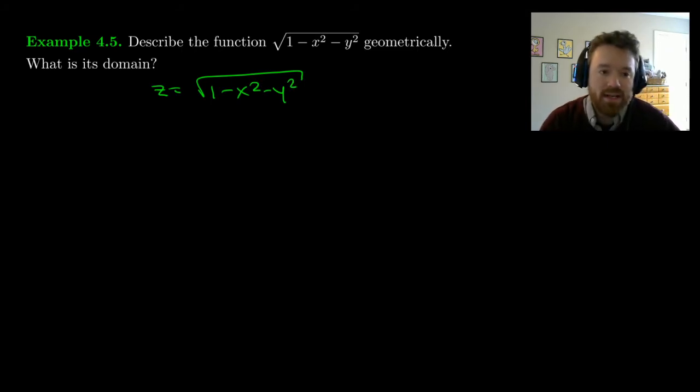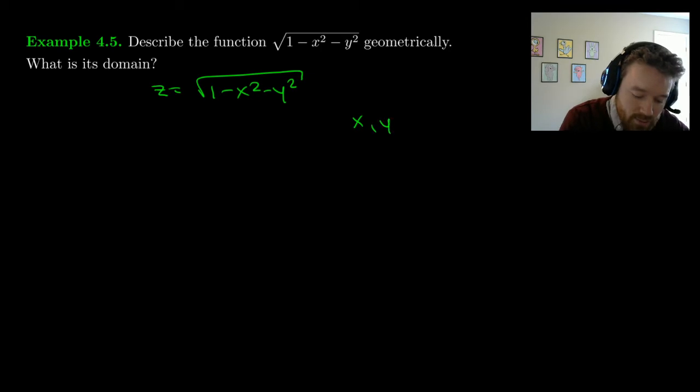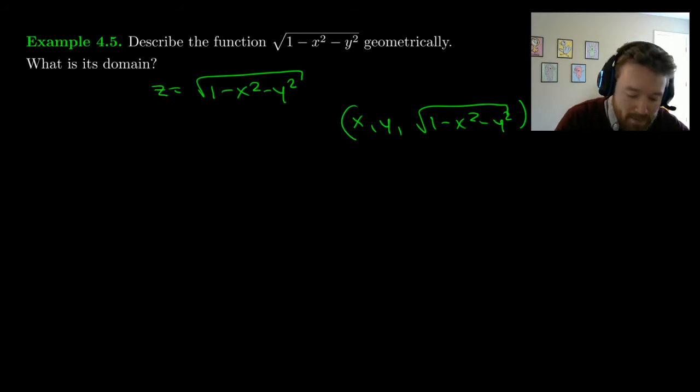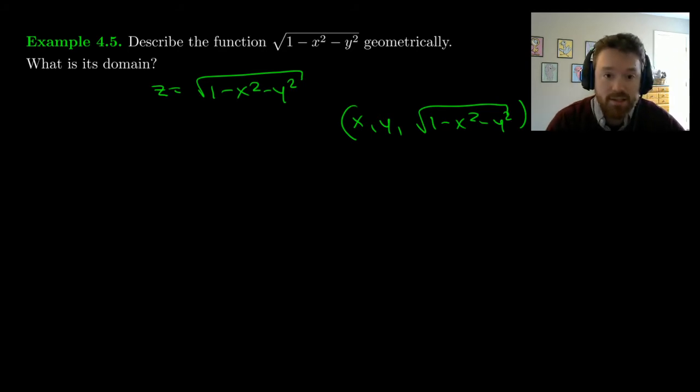So every point on the graph of this function is going to be x, y, square root of 1 minus x squared minus y squared. These are points on my graph, right? And so let's look at what this looks like. Well, okay, so actually, let's try to simplify a little bit.